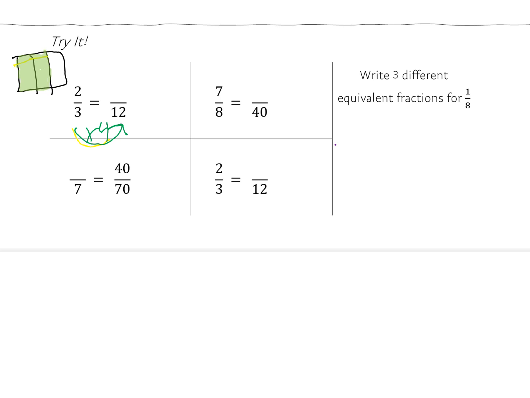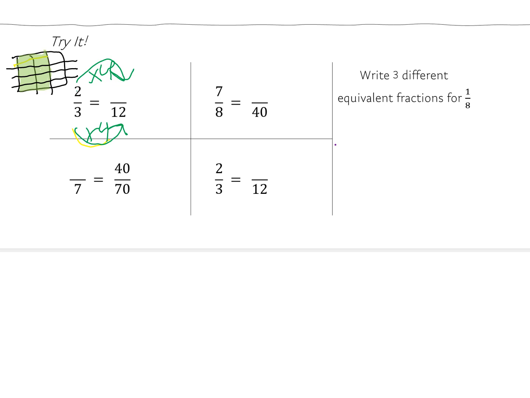So to do that on my drawing, I need to cut each piece into 4 pieces. So going the other way, I'm going to cut it in half and then into 4ths. I took my 2/3 and I cut it up differently. Now I have 12 total pieces, and then I can use my strategy of multiplying my numerator by the same factor as my denominator, which was 4, to figure out how many pieces I should have colored in.